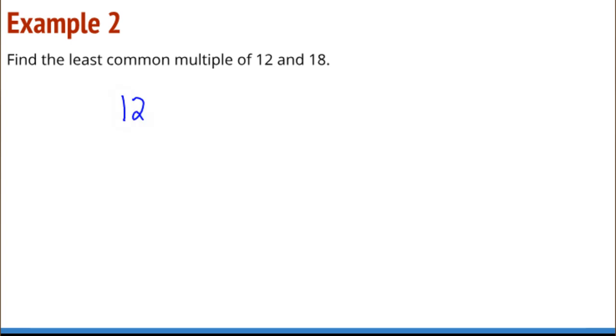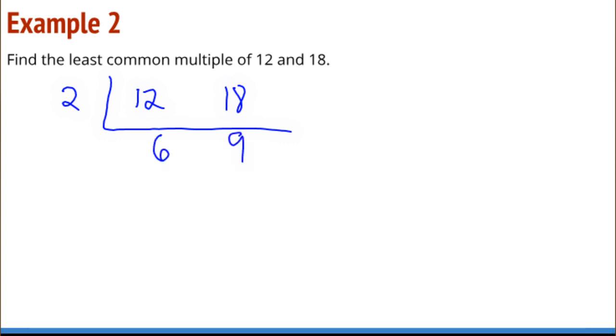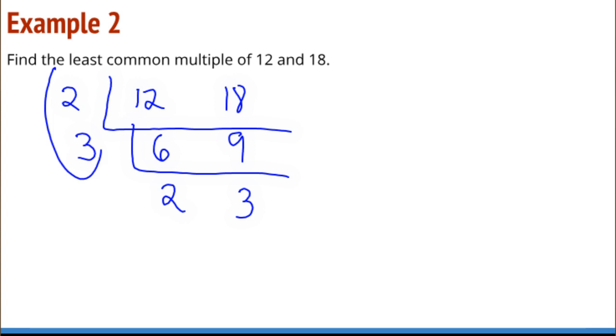So 12 and 18. I'll do this one with factor trees first, and then we'll play with the upside down cake. 12 and 18. So a number that I can divide both of them by is 2, which would give me 6 and 9. And I can divide them both by 3, which gives me 2 and 3. So what they have in common is 2 times 3. So 6 is a common factor.